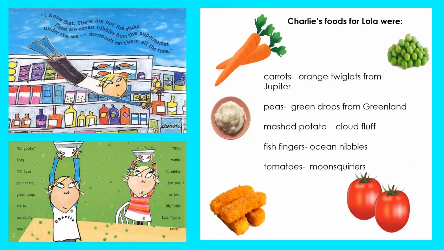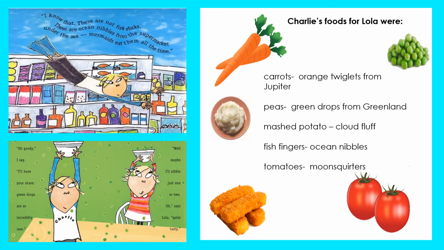Charlie was really clever and creative, and he knew his sister Lola really well. I love the way that he was able to come up with new names and places for all the foods that he wanted to give Lola to eat. Here's an example. Remember when he was trying to get her to eat the fish fingers? He didn't call them fish fingers. He said, these are ocean nibblers. And he said they were from the supermarket under the sea. And then he followed up with another reason.